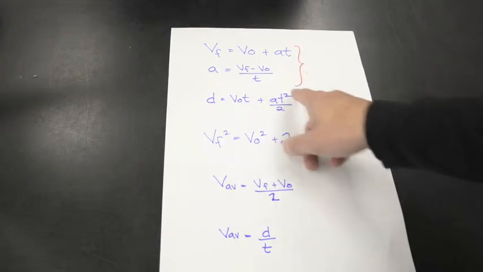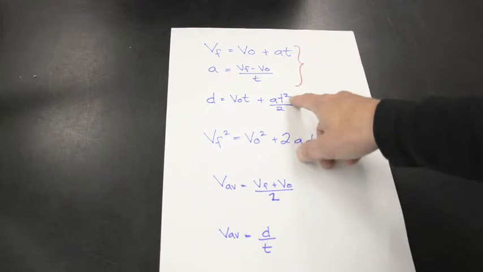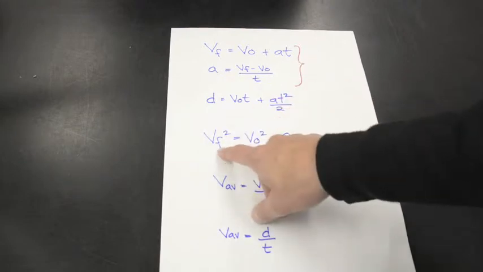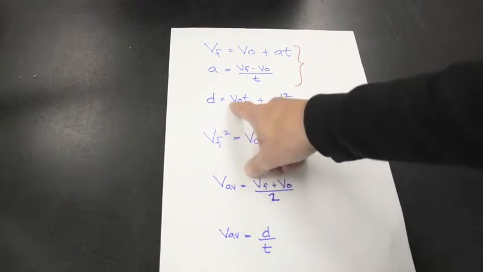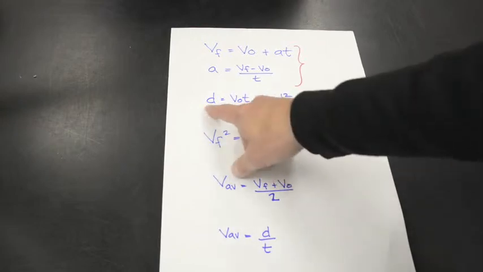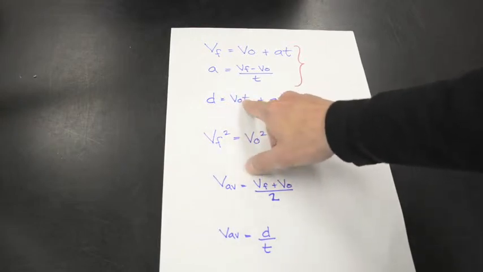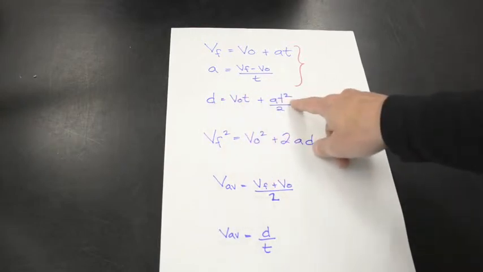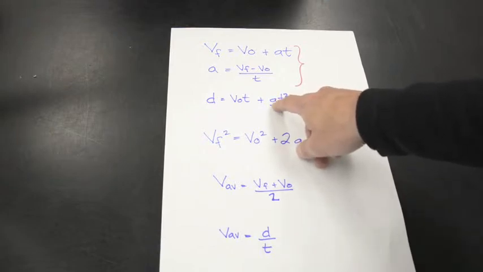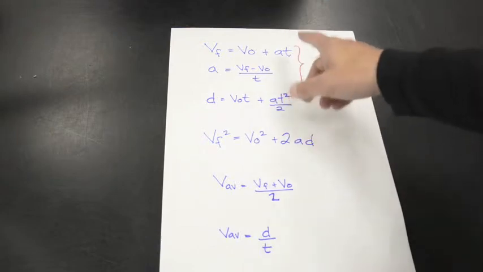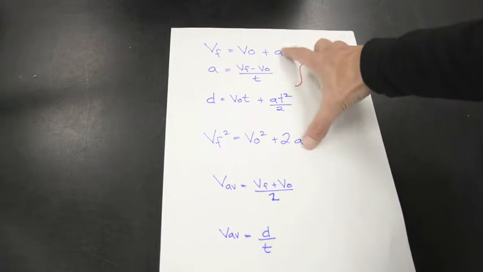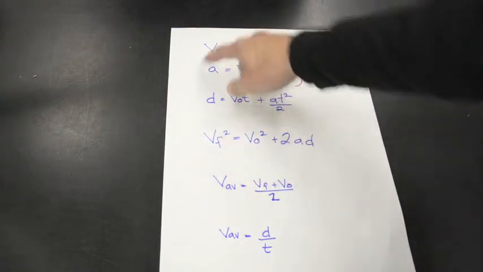Unfortunately, what we're going to have to do is use this equation, even though it doesn't include the variable we're trying to solve for. We have V naught, we have D, and we have T. We can use this equation and solve for A. Once we have A, then we can turn our attention to one of these two equations and solve for VF.